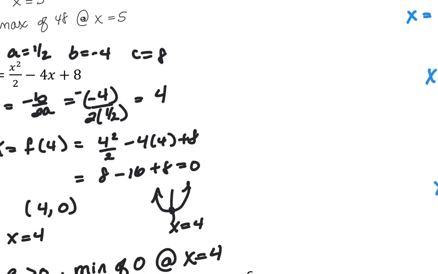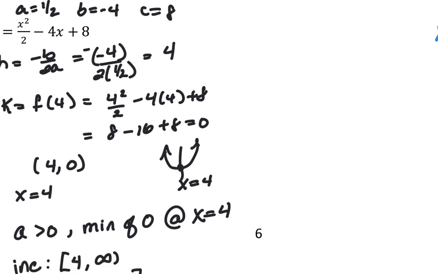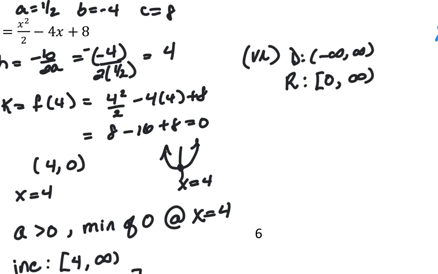I'm going to do my domain and range next, then I'll do my intercepts. So I'm going to skip to 6. My domain is everything. And my range, because it's U-shaped going upwards, is going to start at the y part of the vertex, or the k part, which is 0 to infinity. And now I'm going to go back and do my x and y intercepts. So we'll start with the y-intercept first.